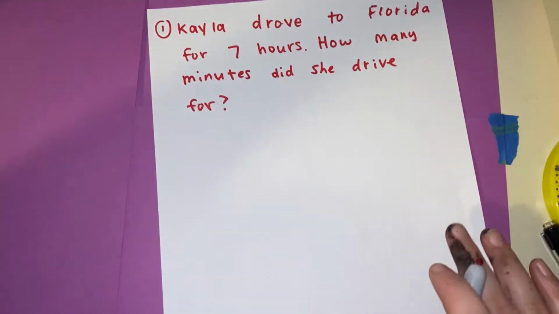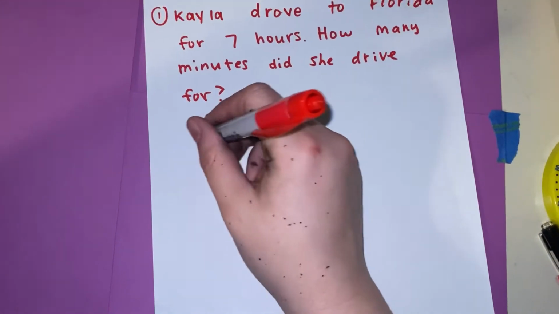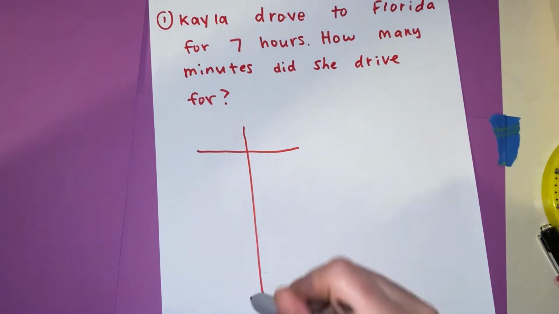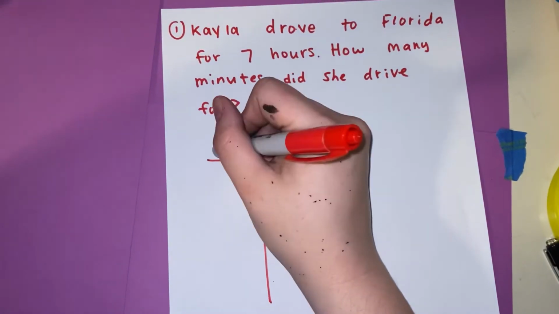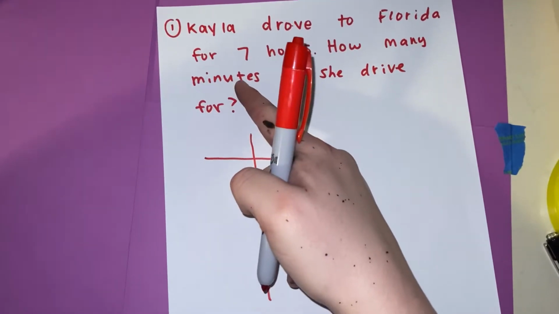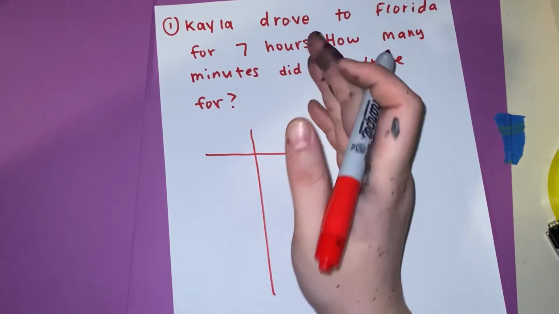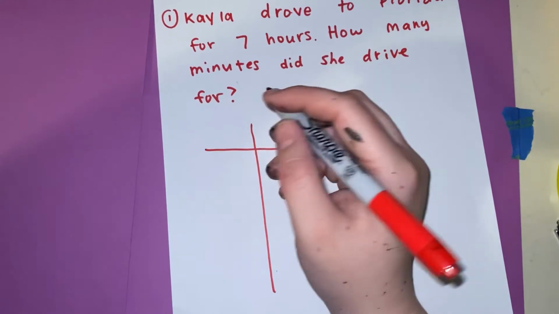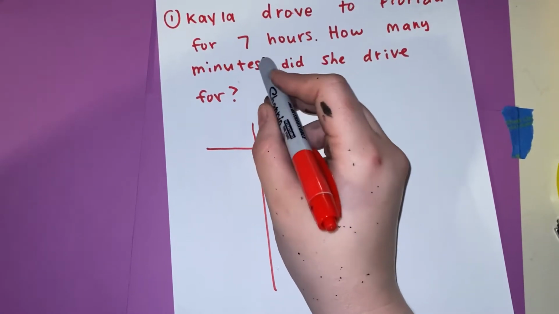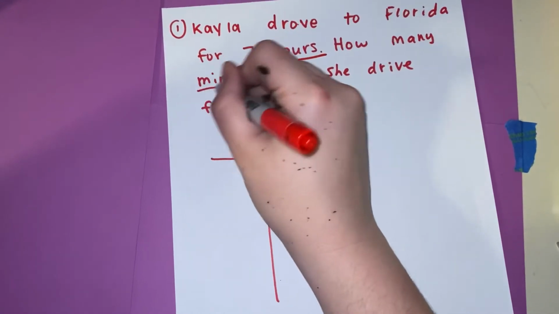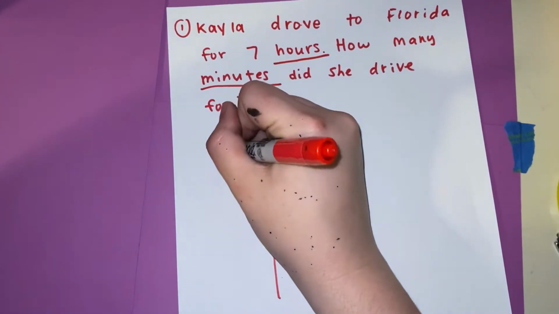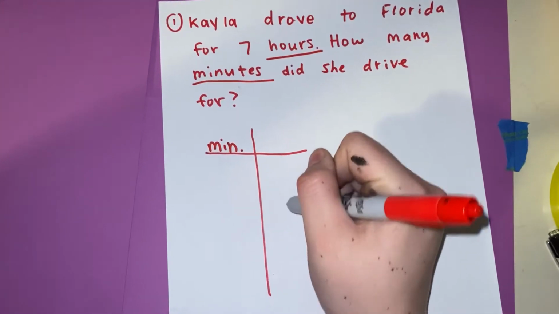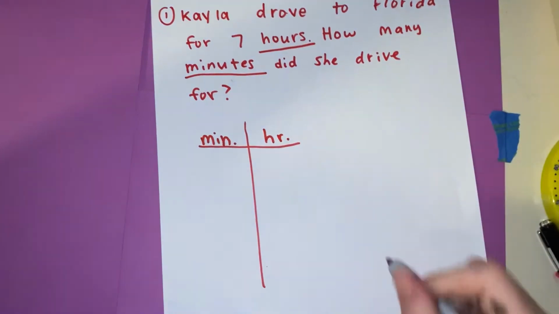For us to solve equivalent time problems, we're going to draw a T-chart. On one side, we're going to put the 2 units of time. So in this instance, it's minutes and hours. It could be years and months, seconds and minutes, weeks and months, weeks and days. But right now, we're going to look at hours and minutes. So I'm going to put minutes over here. I'm just going to put the abbreviation, and then I'm going to put hours over here.